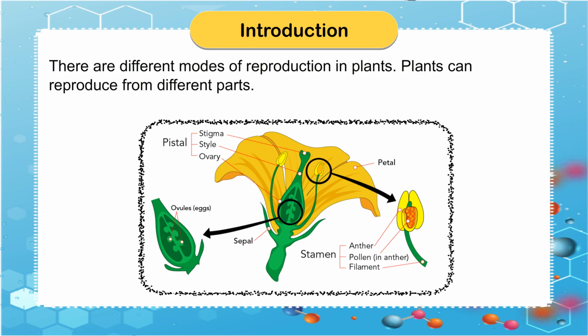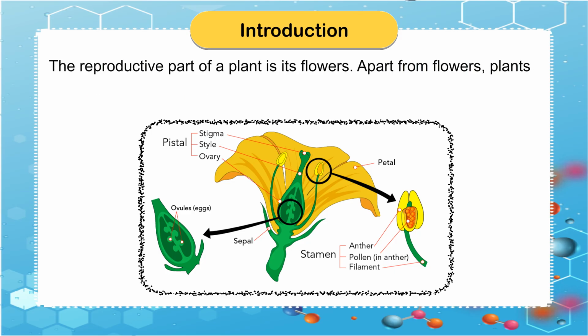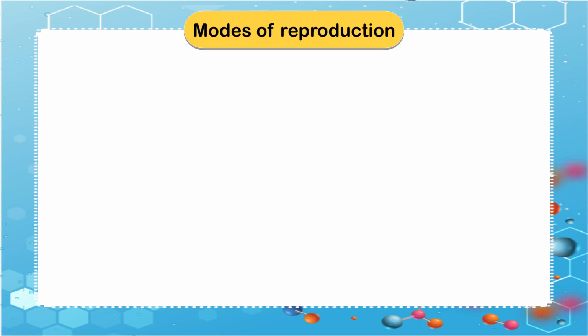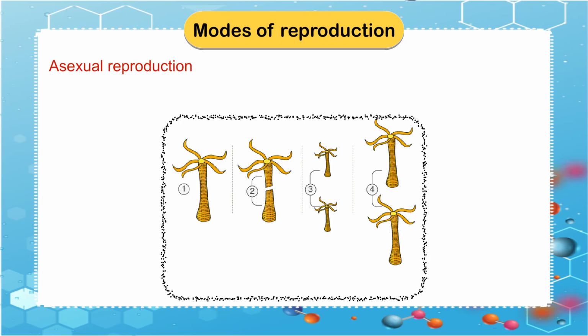Plants can reproduce from different parts. The reproductive part of a plant is its flowers. Apart from flowers, plants can also reproduce from stems, roots and leaves. These are called vegetative parts of a plant. Modes of reproduction. Asexual reproduction.